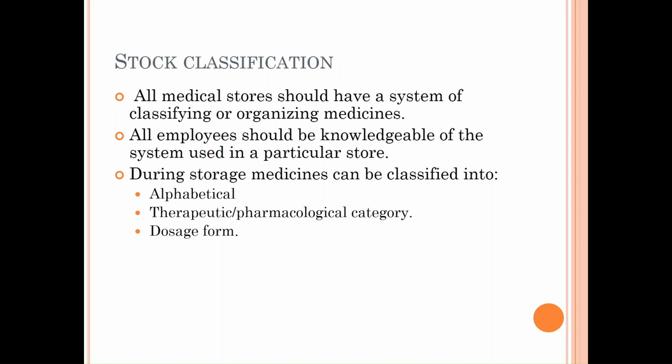Apart from stock rotation, we have another way of arranging stock. We have what we call stock classification. How do we classify our stock? All medicine stores should have a system of classifying or organizing medicines. All employees should be knowledgeable of the system used in a particular store. During storage, medicines can be classified into alphabetical order. We have the therapeutic or pharmacological category, and then dosage forms.